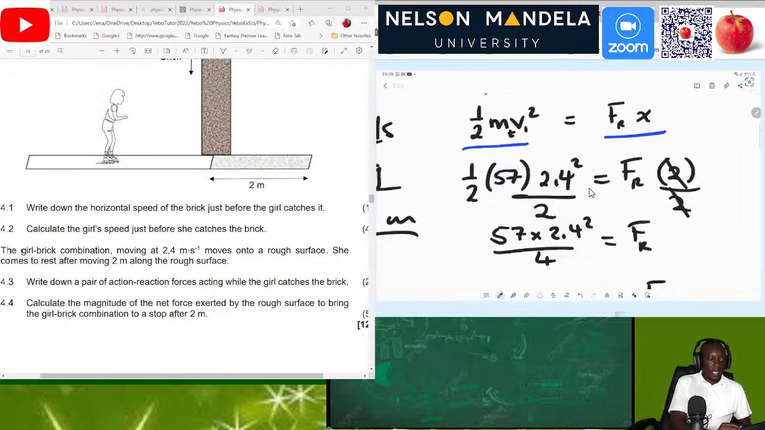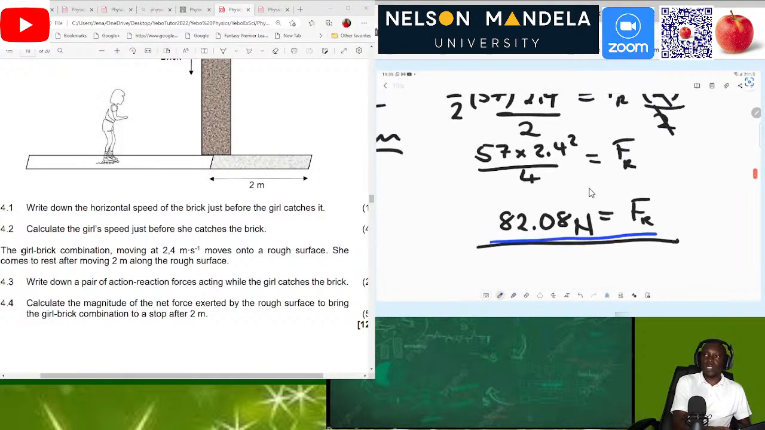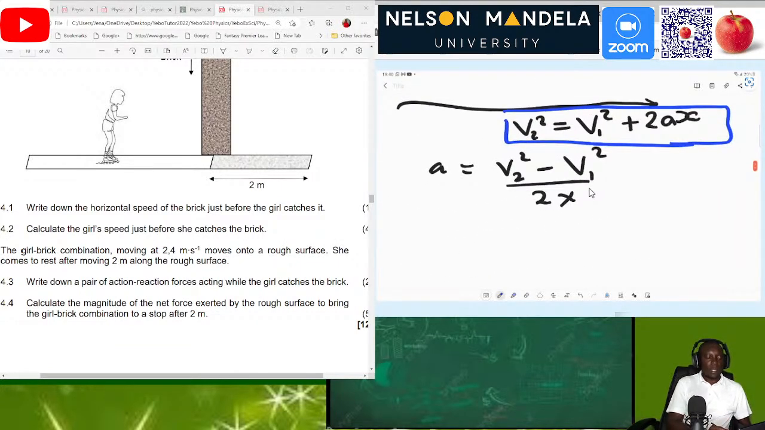And that kinetic energy is 57, the mass, times 2.4 squared times 0.5. And if we divide by 2, both sides will come to a point whereby we find the frictional force is 82.08. So we are now using the other equation, which is v2 squared equals v1 squared plus 2ax, to find a. Because we know that the final velocity v2 equals 0, v1 equals 2.4, x is equal to 2 meters.